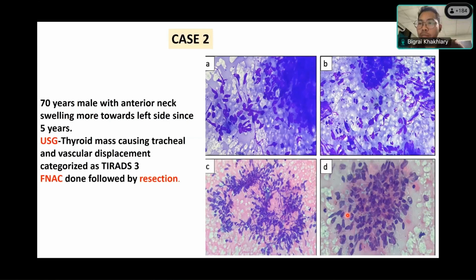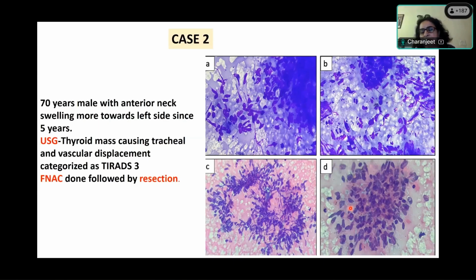Yes, please describe. The smear shows moderate cellularity, good, comprising of spindle cells, good, arranged in loose clusters. Yes, very good. What you have told till now is absolutely correct. These are loose clusters of spindle-shaped cells.